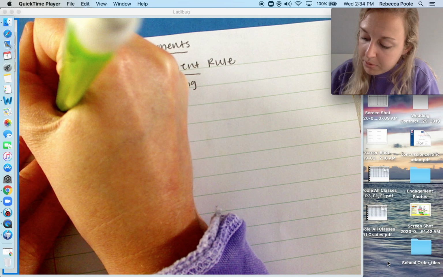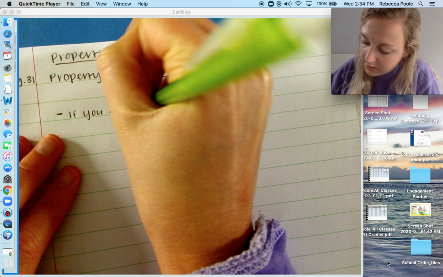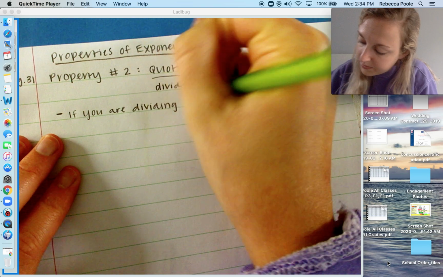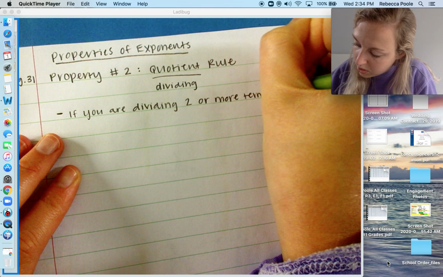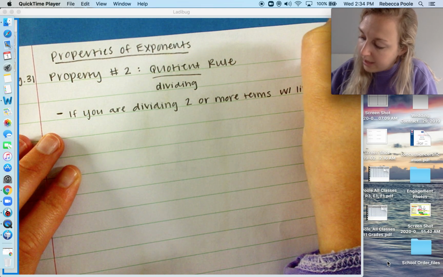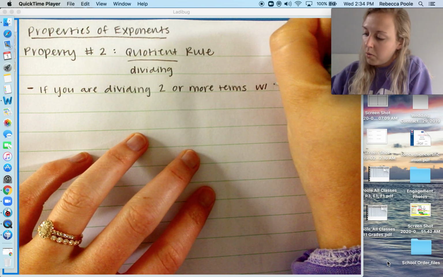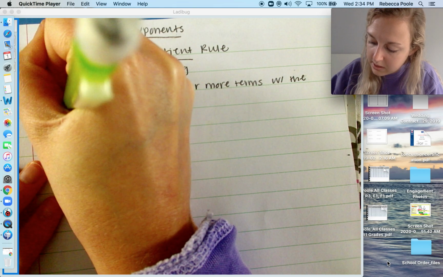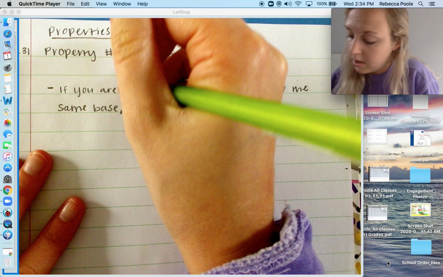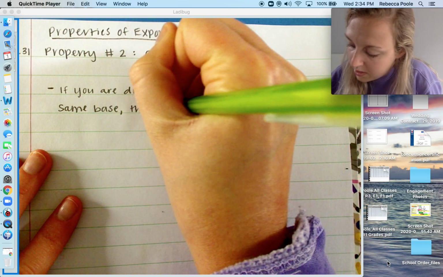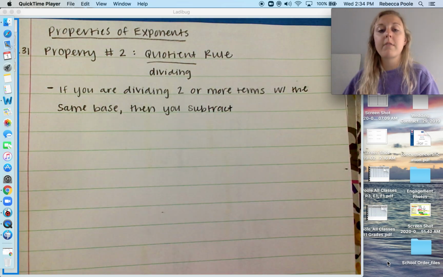So the quotient property says if you are dividing two or more terms with like bases, or with the same base, I think we said same in the last video, with the same base, because remember they have to be like terms, then you subtract. So I want you to think back before we even finish this.